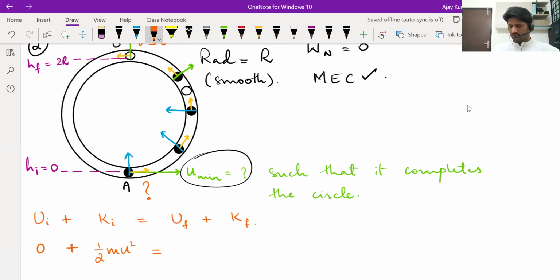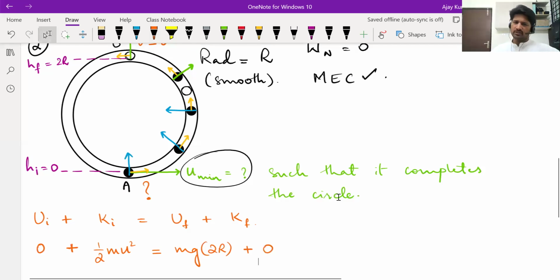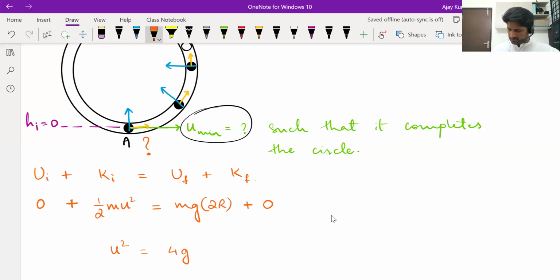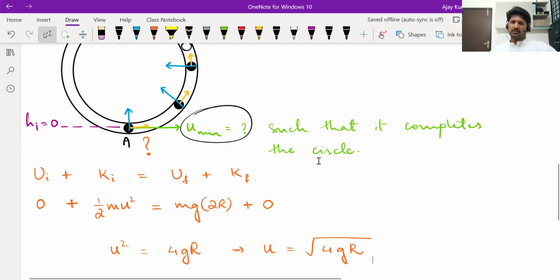When it gets to the top, how much is its final potential energy? mg into 2r, correct. And kinetic energy? Half mv square. How much is v? It's nearing 0, close to 0. So we'll take it as 0 for the minimum case. That's all. m gets cancelled, 2 goes to the other side. You get u square is equal to 4gr. So you just need to give a speed of root 4gr for it to get to the top and roll down from the other side.